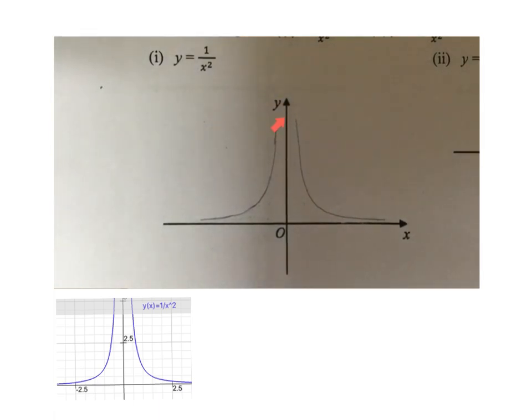After you're done, check that your sketch is symmetrical about the y-axis. For x greater than 0, this part of the graph cannot be symmetrical about the line y equals x. For x less than 0, this part of the graph cannot be symmetrical about the line y equals negative x.